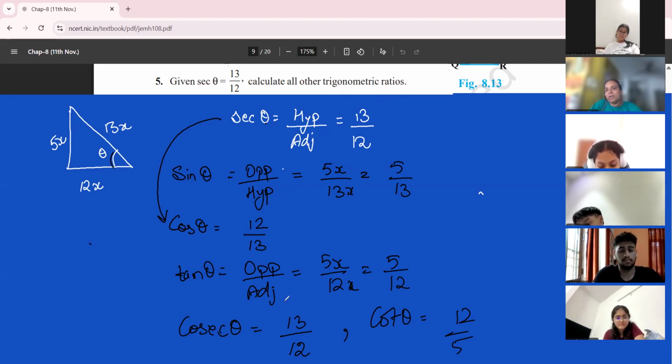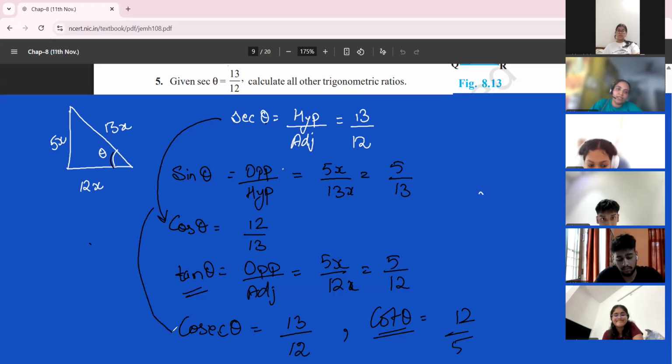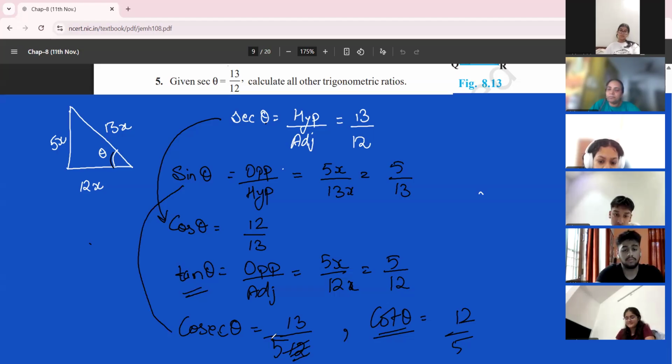Tan के लिए it is opposite by adjacent, so that is 5x/12x giving 5/12. I know cot is reverse of tan, so I didn't solve that, I simply reciprocated that. So this is 12/5. Similarly, cosec is reverse of sine, 5/13, so this is 13/5. Right, everyone? Clear or not? Did you people all get the same answer?